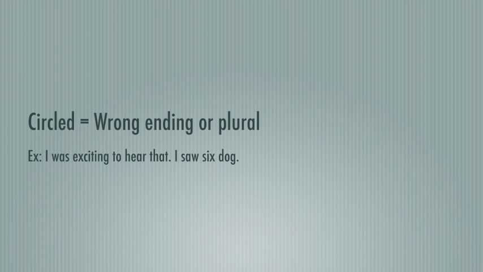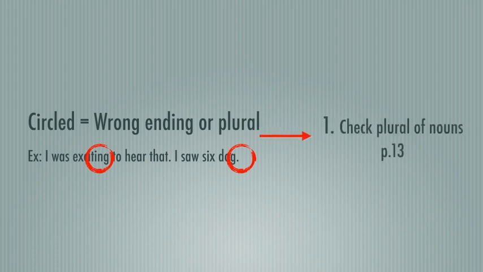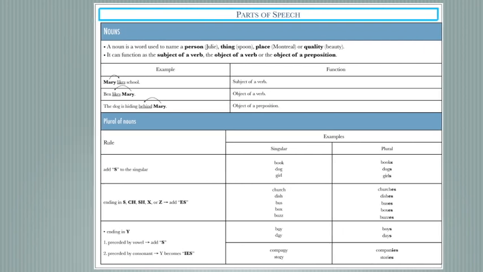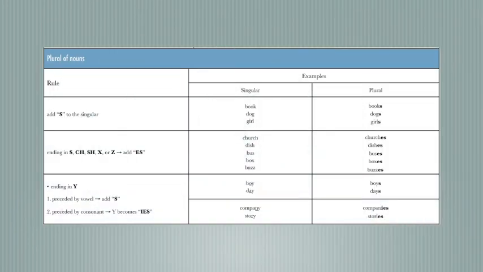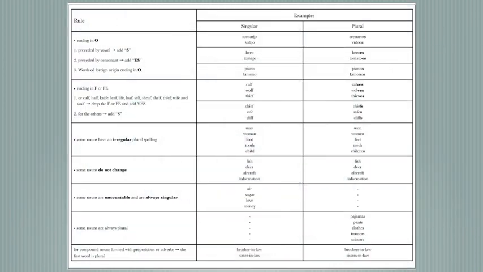Then if I draw a circle at the end of your word, you have the wrong ending or plural. So the first option would be check your plural nouns at page 13. Okay, so you go up page 13 at the bottom of the page. You have the rules when you have to put a noun in the plural form. So as you can see, you have many rules. So check to see which one you're supposed to apply.